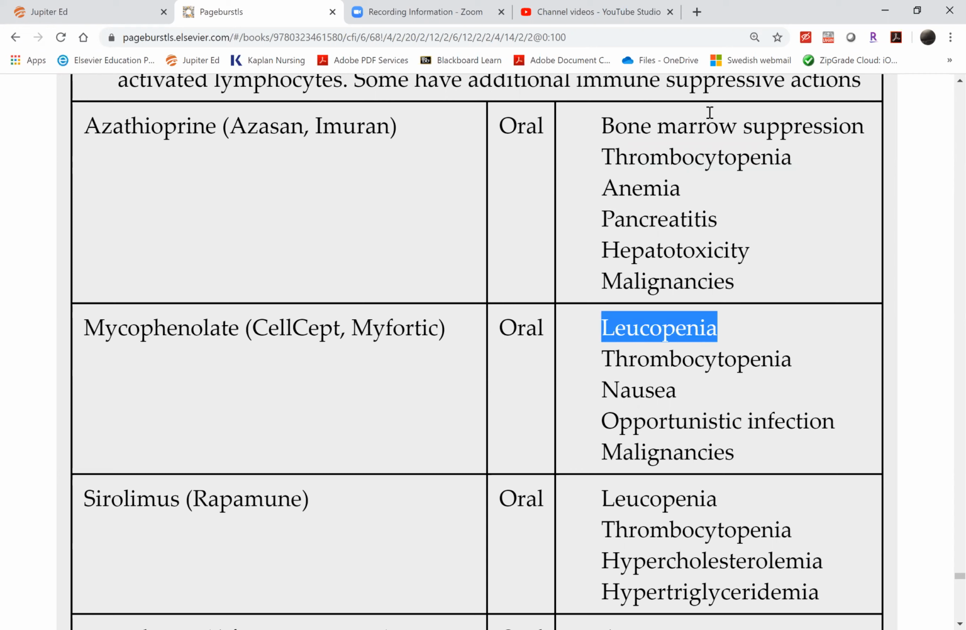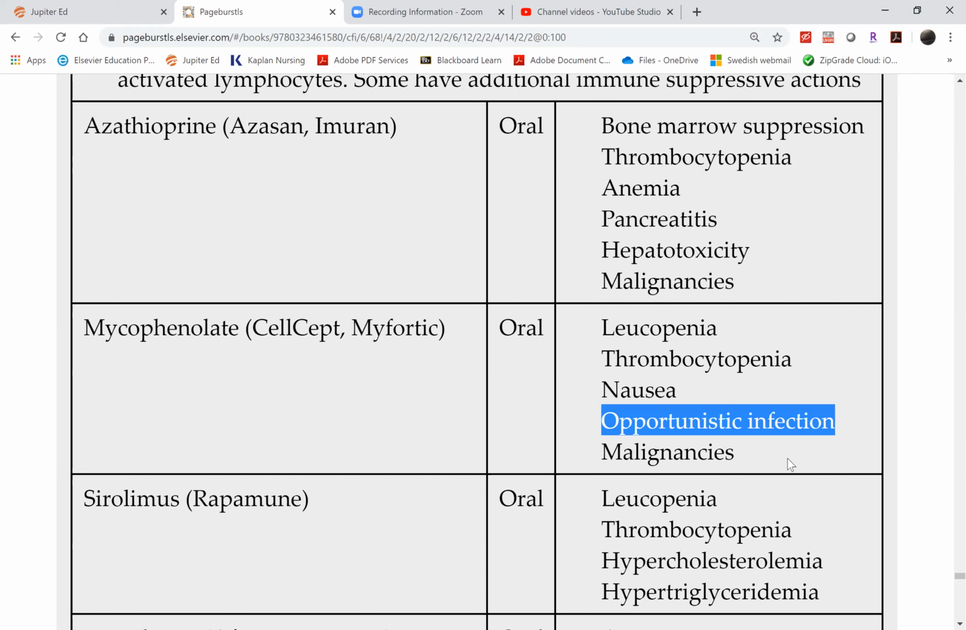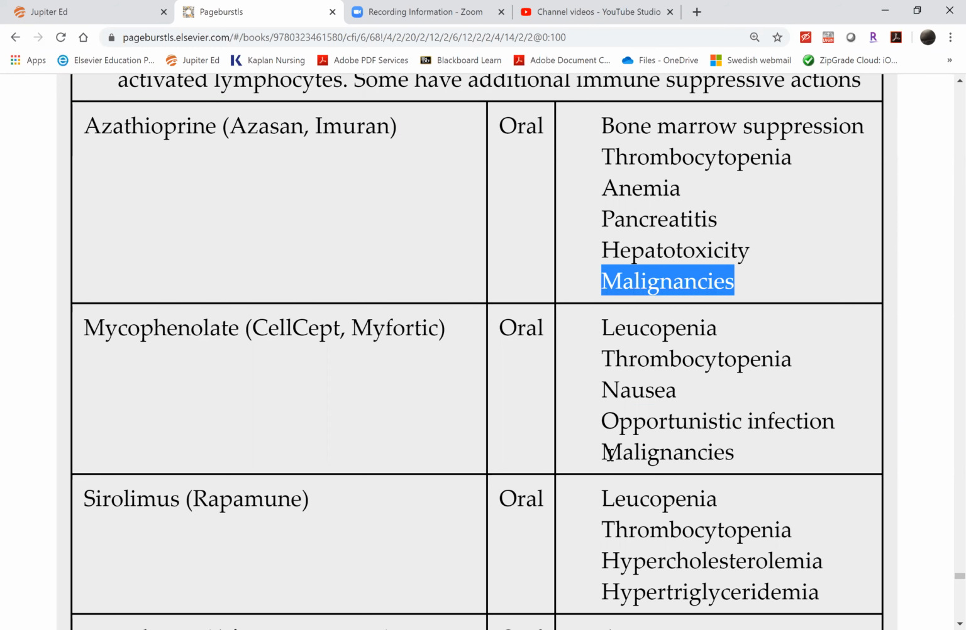And in the same way, because you're suppressing all three, you're also at risk for infections. And because that includes white blood cells, which are your natural killer cells also, you have cancer also. Okay, malignancies, opportunistic infections.